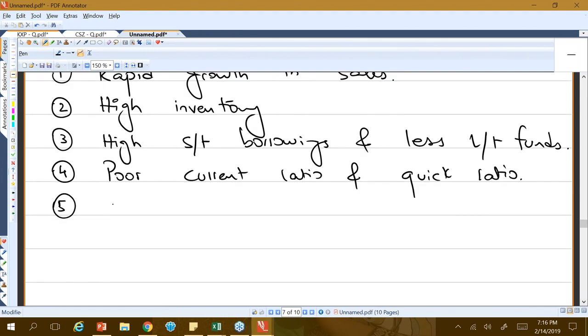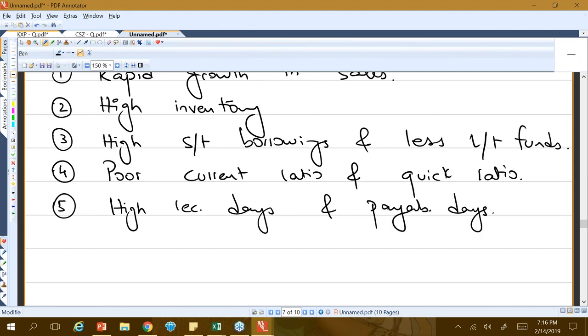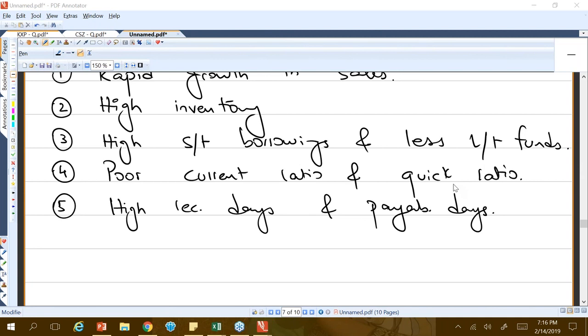Five, receivable and payable days. High receivable days and payable days. High receivable days means that we are selling too much and trying to encourage customers to take it on credit just to increase our sales. That's why our receivable days are too high. And of course, the payable days are high because we are not able to pay on time. So we are selling more, but we are not paying people on time.